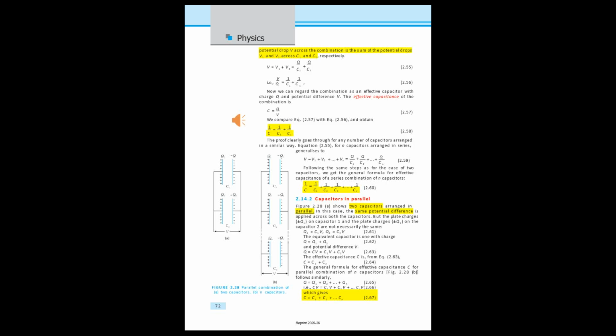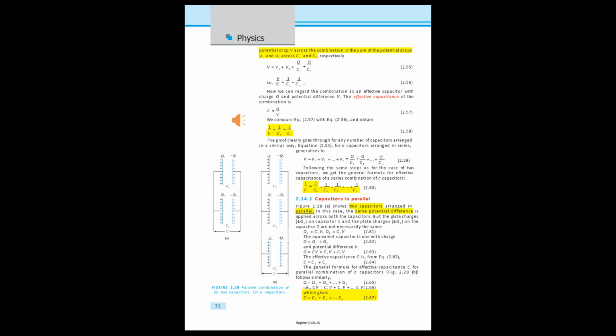In this case, the same potential difference is applied across both the capacitors, but the plate charges plus or minus Q1 on capacitor 1 and plate charges plus or minus Q2 on capacitor 2 are not necessarily the same. So Q1 is given by C1V and Q2 equal to C2V. The equivalent capacitor is one with charge Q equal to Q1 plus Q2 and the potential difference V. So the charge Q is given by CV, that's equal to C1V plus C2V.